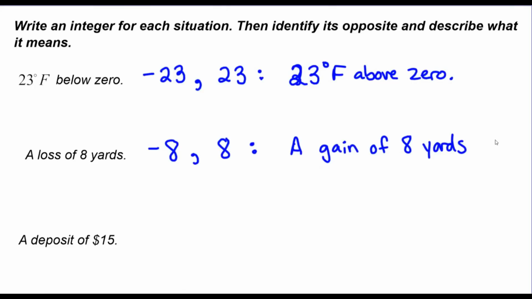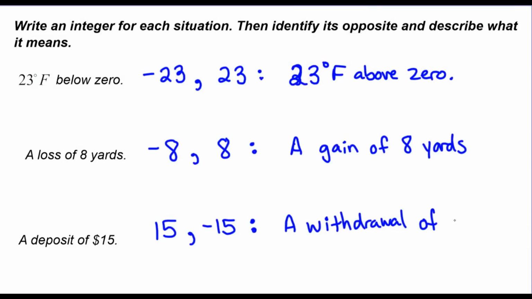And then lastly here, we've got a financial statement. A deposit of $15. A deposit means that you put money into your bank account. So a deposit would be a positive value, so +15, and then its opposite would be -15. And what would that mean if we were talking about our bank account? If we had a -15 on our account, that would mean that we withdrew or took out $15. So that would be a withdrawal of $15. So, integers and their opposites, identifying integers for given situations.